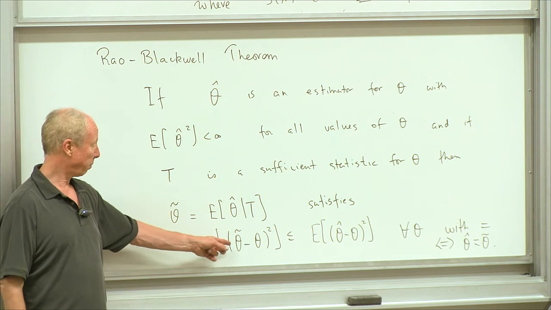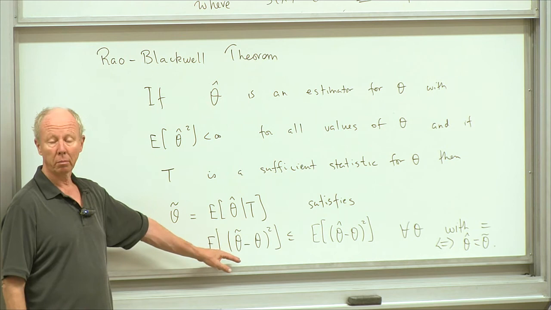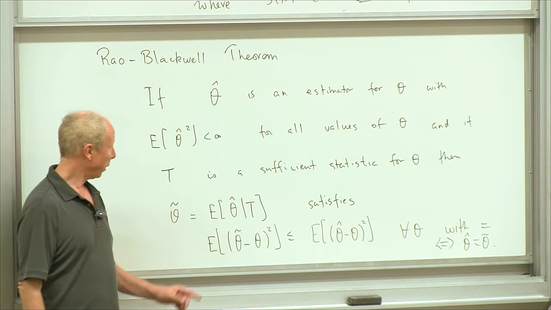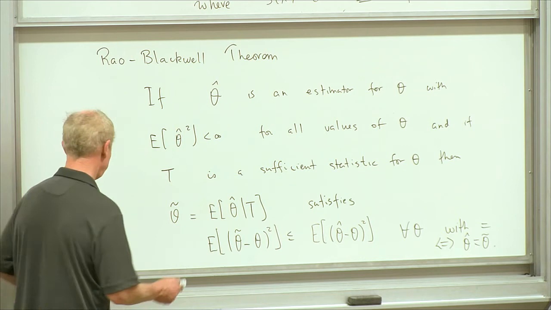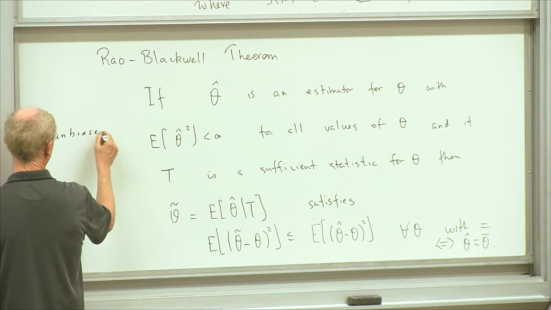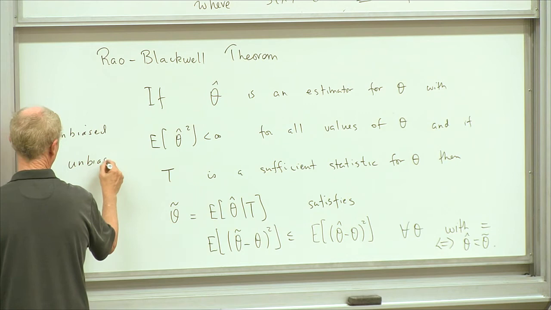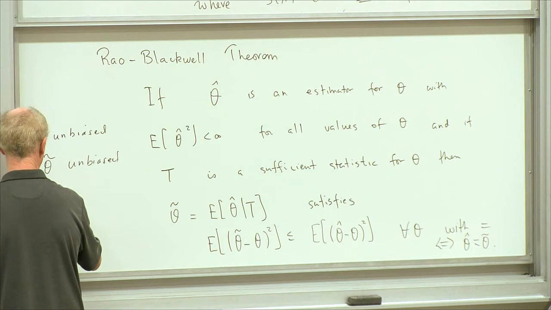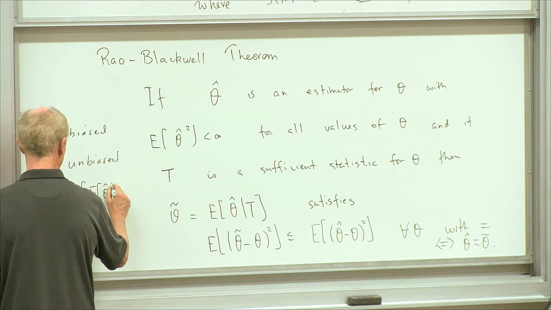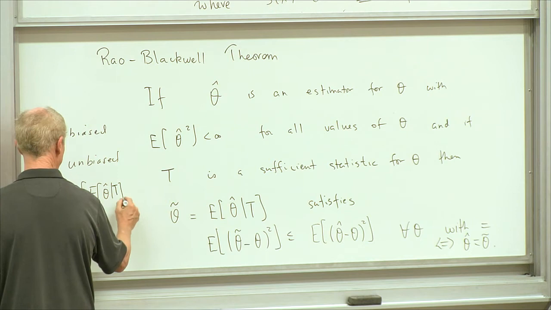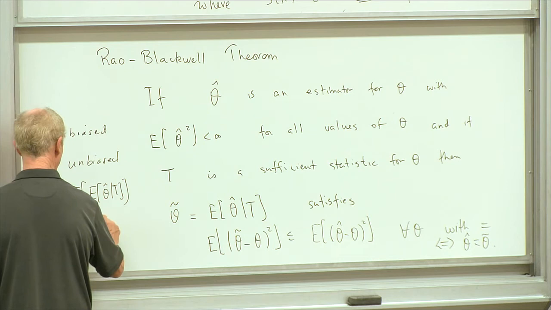If you have any estimator that happens not to be sufficient, you can do better by conditioning on a sufficient statistic and taking that one as the estimator. If theta hat is unbiased, then theta tilde will be unbiased. Because theta tilde is the expected value of theta hat given t, and then you take the expected value of that, and that's the same as the expected value of theta hat, which would be theta if it's unbiased.